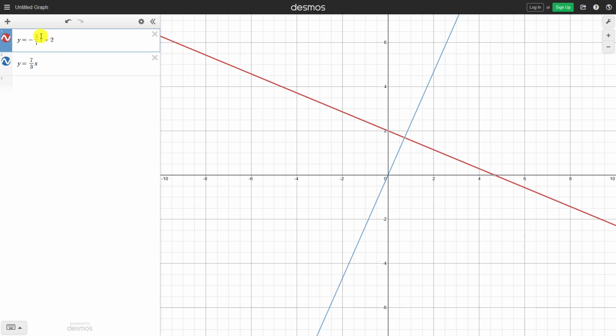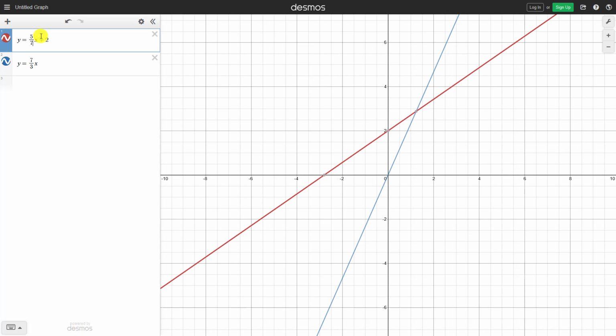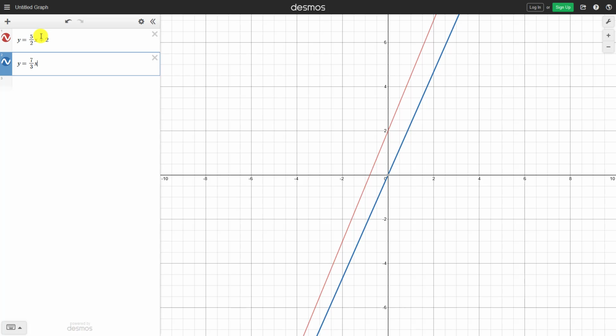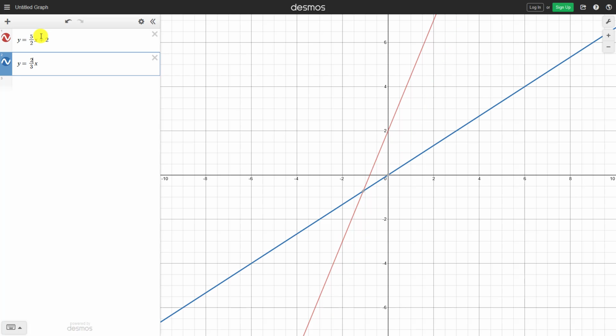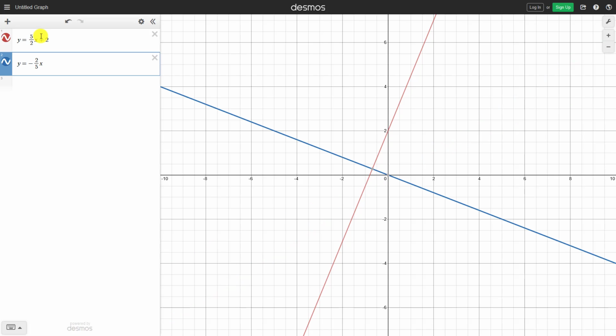And so I can change this number to 5/2. And so my other line would be 2/5, and I would need to make that negative. And so you see how changing those numbers around turned that into perpendicular lines.